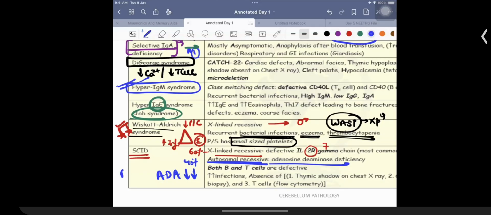Now, in these patients, the fundamental problem is both B as well as T cells are going to be defective. Right? That's what you need to remember. Both B as well as T cells are going to be defective in these patients.